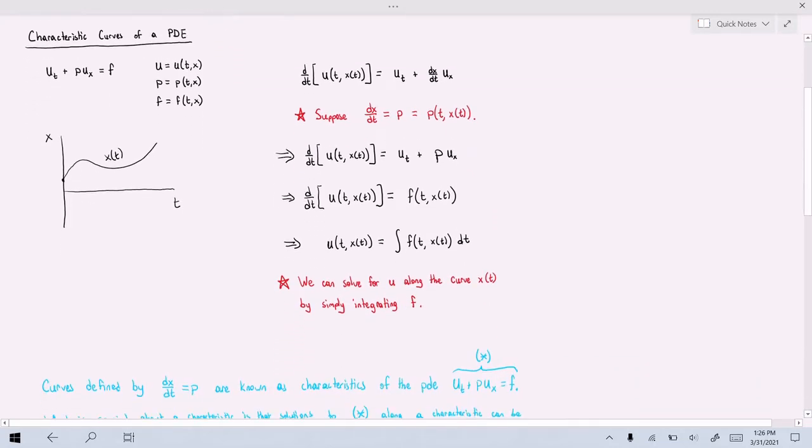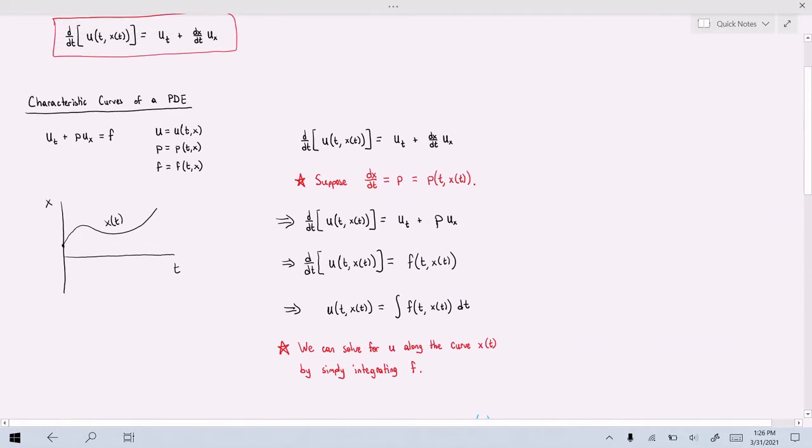On to the main topic now, which is characteristics. So I'm mostly going to be focusing on partial differential equations of this particular form in the video. So u, p, and f could all be functions of t and x. Of course, u is the function that we are trying to solve for in the equation. Now here I've drawn a picture of the tx plane, and let's suppose that we have some curve in the tx plane given by the function x of t.